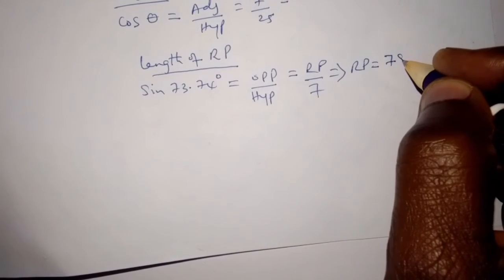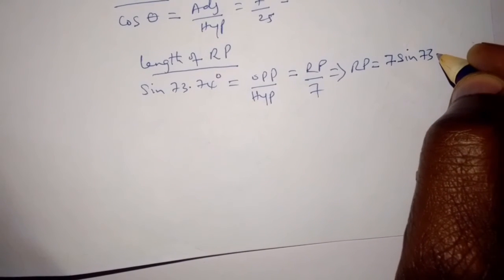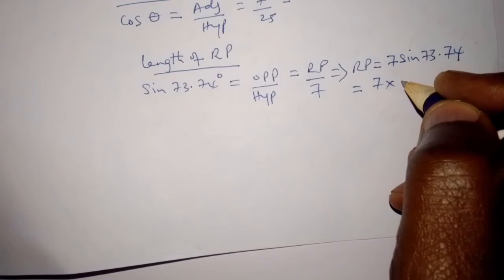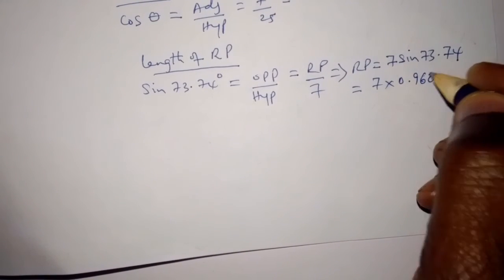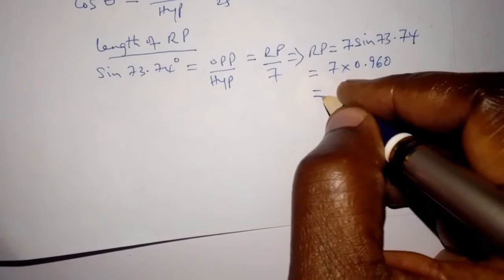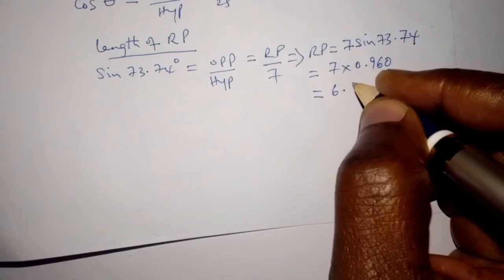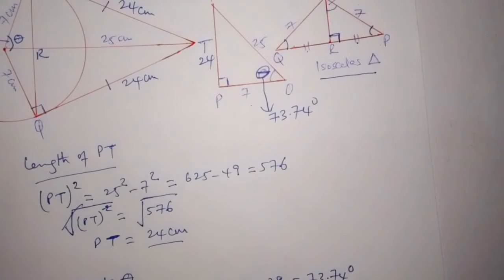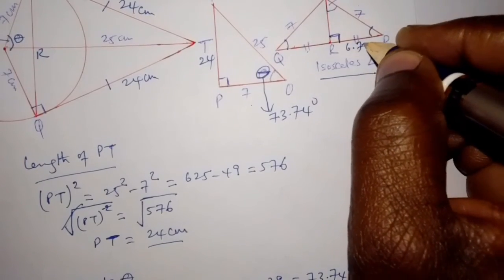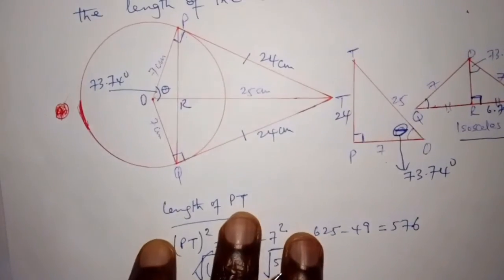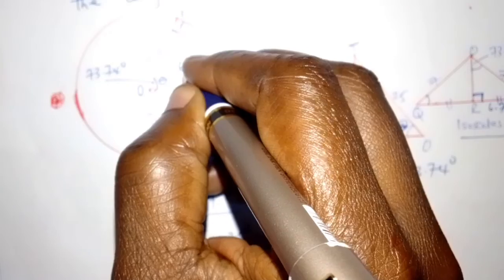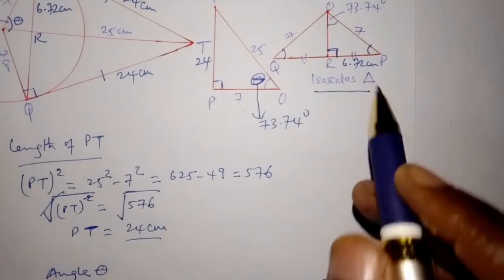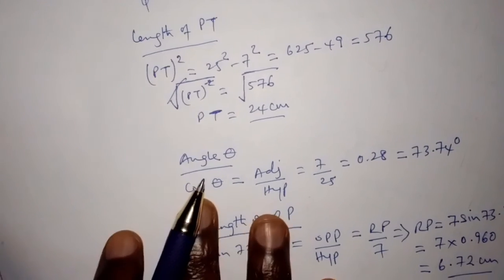This is going to give us RP is equal to 7 sine 73.74, which is 7 times 0.960, which is equal to 6.72 centimeters. So our RP here is 6.72 centimeters. That is our RP, 6.72 centimeters.